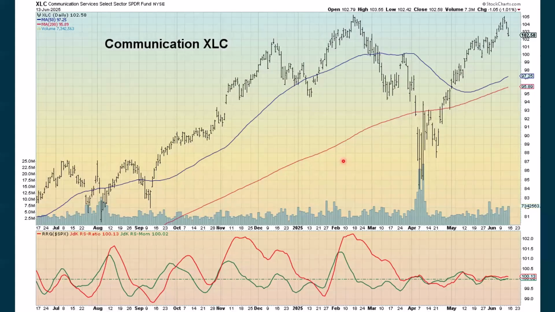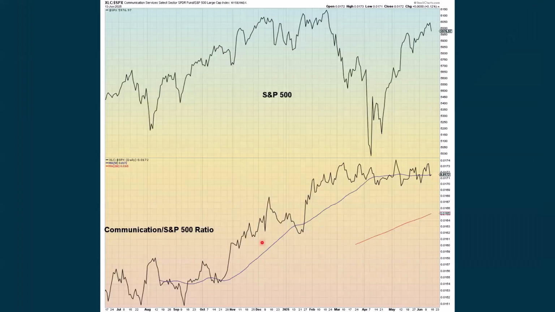Communication, this is a growth area, and this has been holding up quite well. It got hit over the last few days here, but when we compare it to the S&P, it's continuing to outperform, even though it's leveling off. After we started to come back up, we haven't been trending with the S&P, and this ratio has been going sideways quite a bit as well.